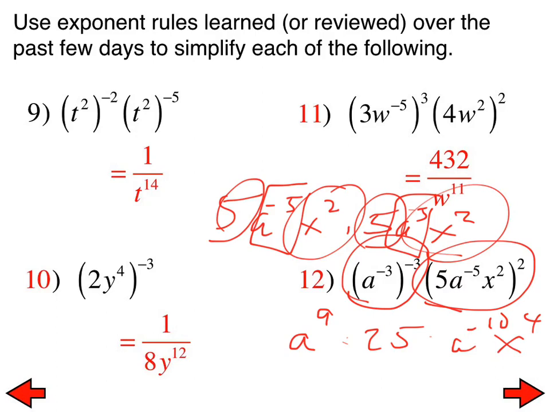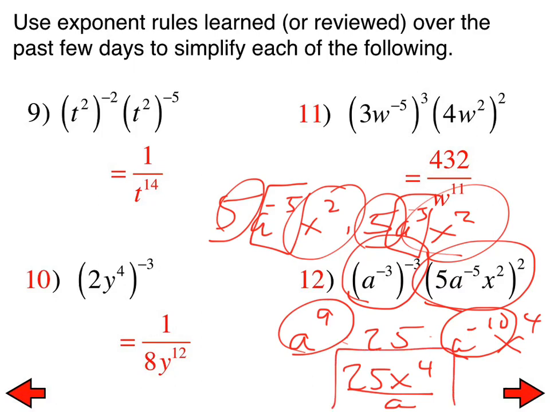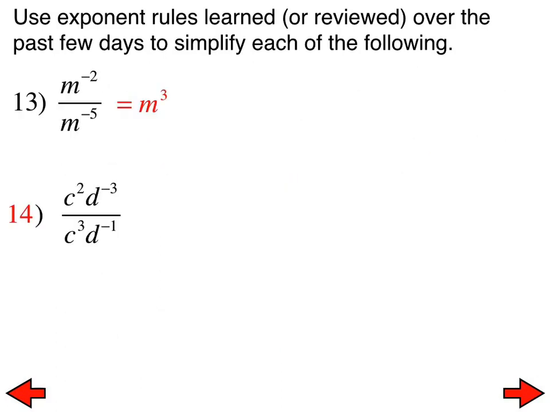And so I've got 25 x to the fourth, and then my a to the negative 10, a to the 9th, that's a to the negative 1, so that's going to put an a down here in the denominator. So 25 x to the fourth over a. Any questions with number 12? Yes? Question about number 10.